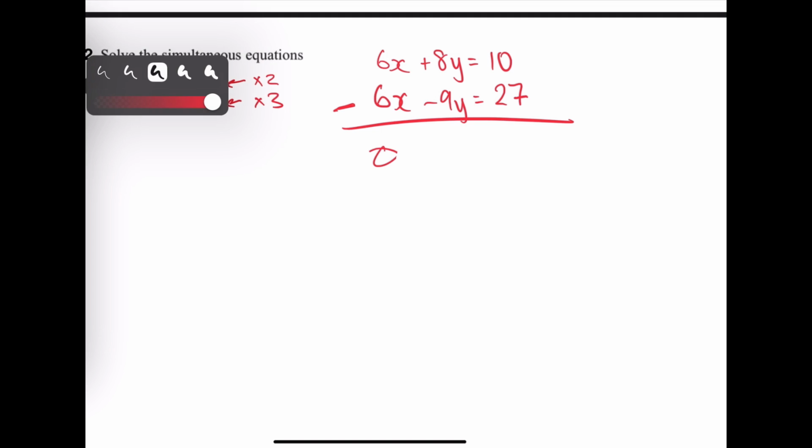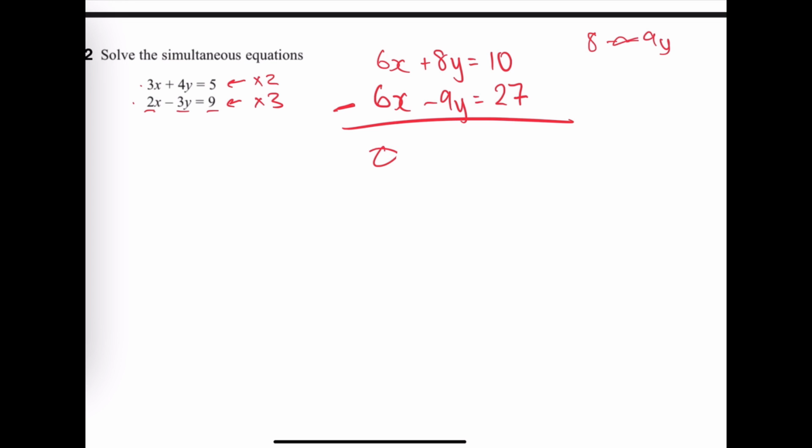So 8y minus minus 9y, because there are two negatives now, that is going to become a positive. So it's 17y, and 10 minus 27 is minus 17. Now we put it on the other side, do minus 17 over 17. You know that y is minus 1.